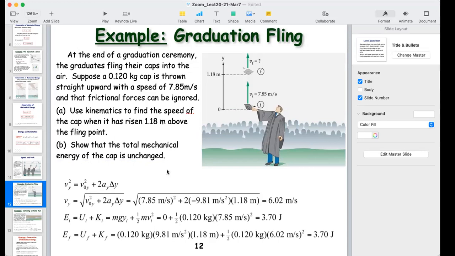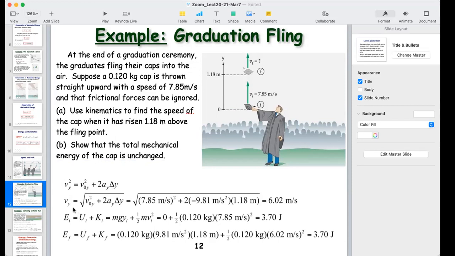So here we can use the equation that I told you before. V final squared is equal to V initial squared plus 2 times the acceleration, which we know is g, times delta Y.